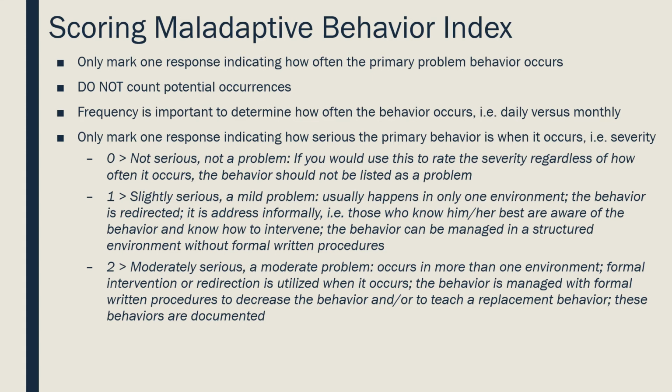When scoring the Maladaptive Behavior Index, you're only going to mark one response indicating how often the primary problem behavior occurs. Please do not count potential occurrences, as this does not accurately reflect how often the primary problem behavior occurs. Frequency is very important to determine how often that occurs, daily versus weekly versus monthly. Only mark one response indicating how serious the primary behavior is when it occurs.